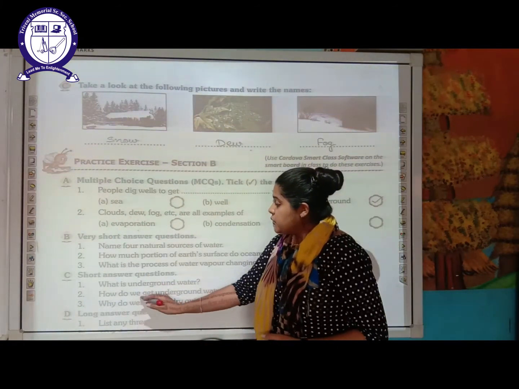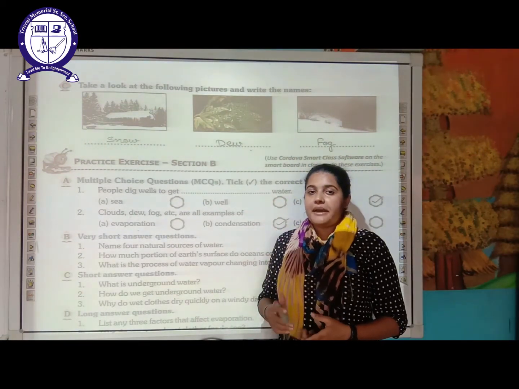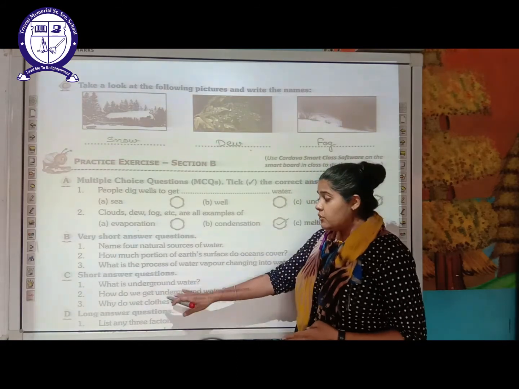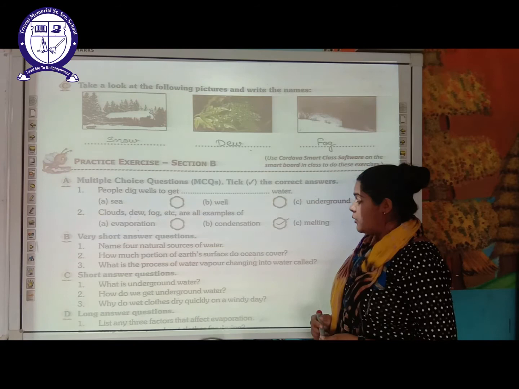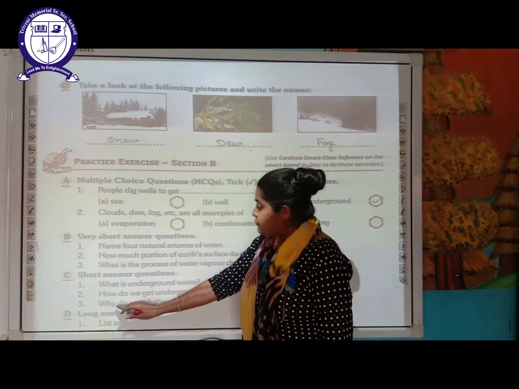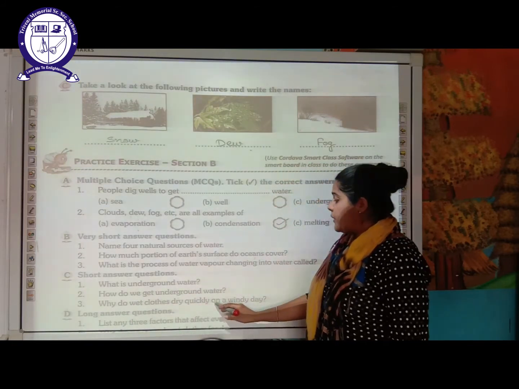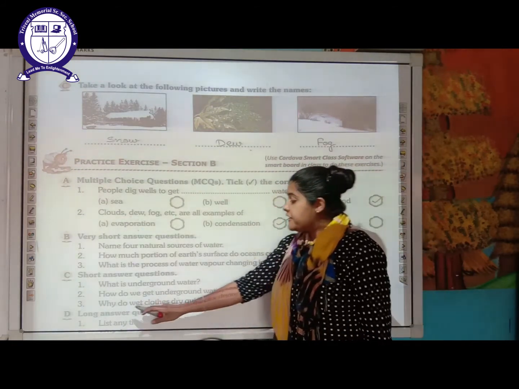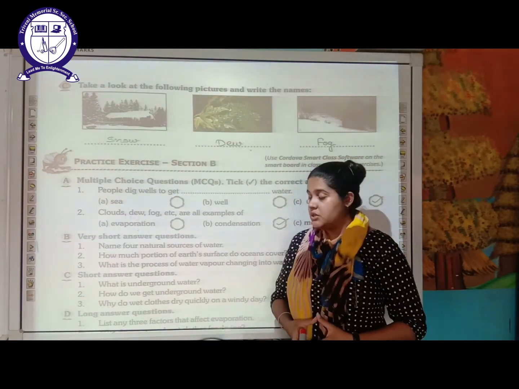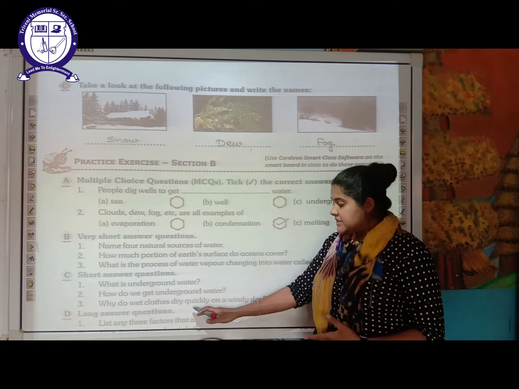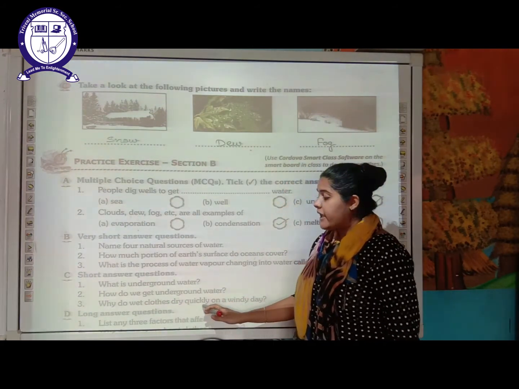Next is, how do we get underground water? We can obtain underground water by digging wells. We can use tube wells as well as hand pumps in order to get this underground water. Next is, why do wet clothes dry quickly on a windy day? So wet clothes dry quickly on a windy day because the rate of evaporation is faster on a windy day. That is why our wet clothes dry quickly.